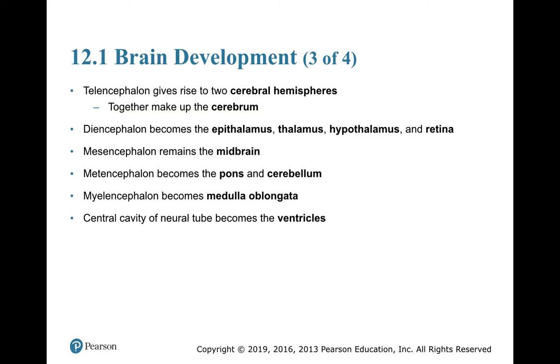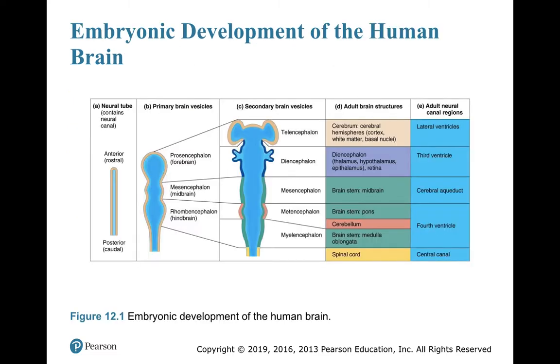The mesencephalon will become the midbrain, or remain the midbrain. The metencephalon is going to be the pons and the cerebellum, and I do mean cerebellum. The myelencephalon will become the medulla oblongata, and the central cavity of the neural tube within this region is going to become the ventricles of the brain, the spaces of the brain that are filled with cerebrospinal fluid that we'll talk about. So we start out with a simple tube, a neural tube.